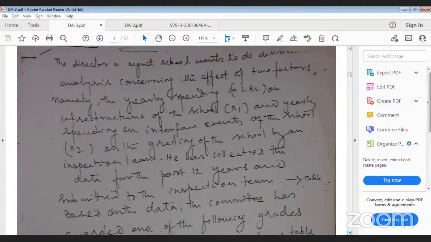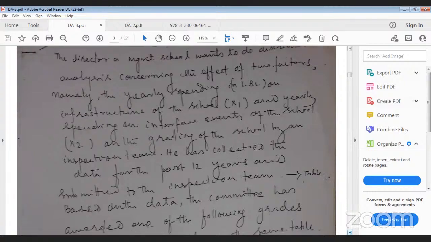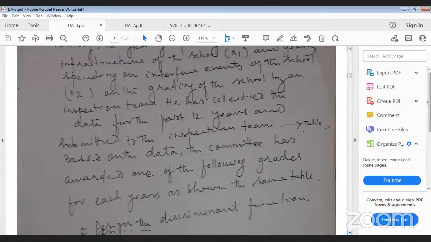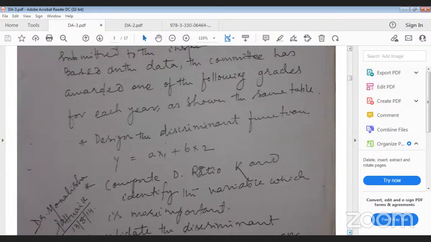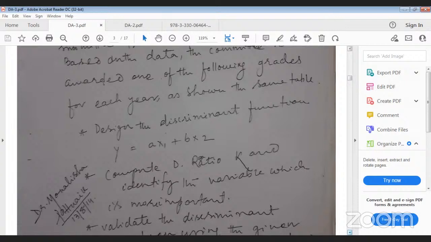In that case, based on the data, the committee has awarded one grade for each year in the same table. So how to do it? Design the discriminant function. Since there are two independent variables, your yearly spending on infrastructure and yearly spending on interface events, Y is your dependent variable, means we have to go for grading the school. Which grade we have to give.